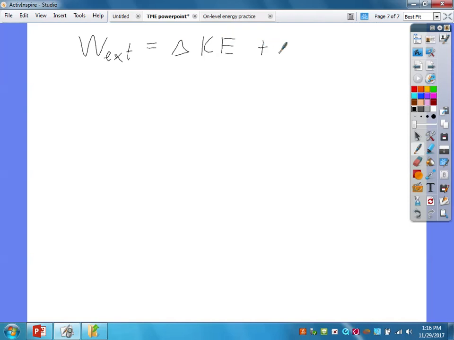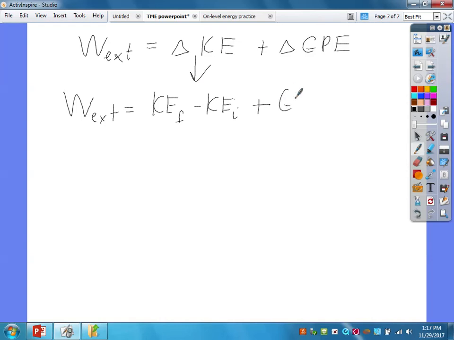I don't like keeping the work energy theorem in this form. I know that's what it is, and that's what you'll see in any textbook or online. But I like to expand it because I'm going to try to show you how to approach these mechanical energy, work energy problems. So I'm going to change the kinetic energy into final minus initial, and same thing with gravitational. So I get this formula: work external equals final kinetic energy minus initial kinetic energy, that's the change in energy, plus gravitational final potential energy minus initial gravitational potential energy.